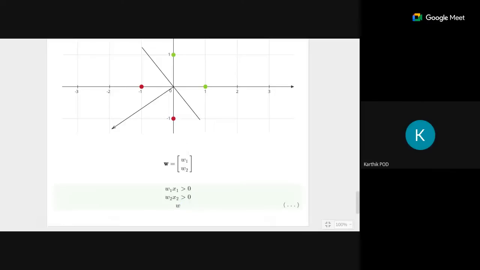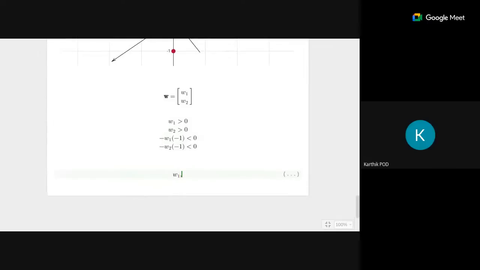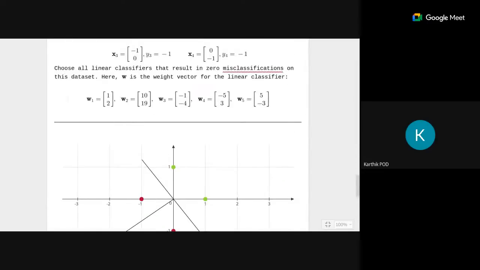So W transpose X in this case will be minus W1 times X1, where X1 is minus 1. So minus W1 times 1 should be less than 0 for it to be predicted as negative 1. Likewise, for this data point, minus W2 into X2, where X2 is again minus 1, should be less than 0. If you compare these four inequalities, you will again end up with the same thing: W1 and W2 both should be positive. So that is one other way you can say that these two vectors are the correct answer.